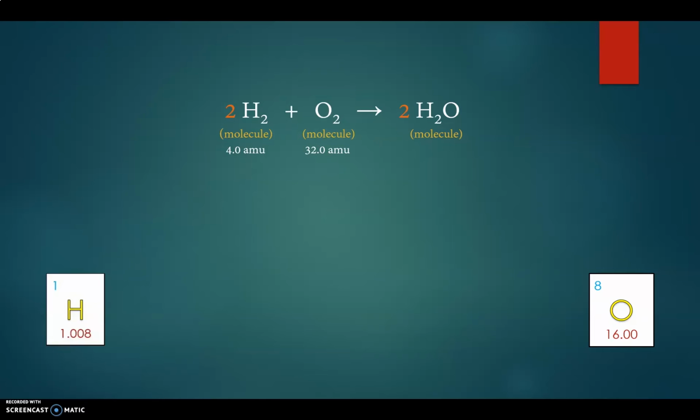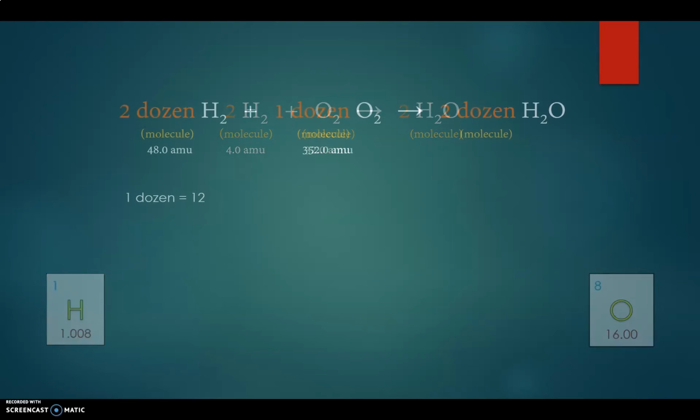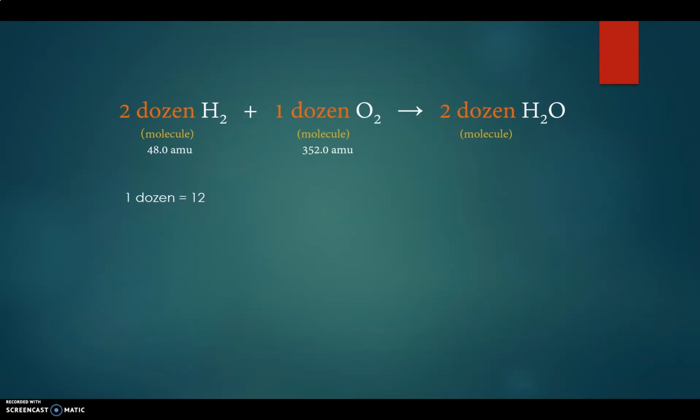And we can do the same thing with chemical reactions. We can increase the scale as long as everything gets increased by the same amount. For example, instead of using 2 molecules of hydrogen, we could use 24 molecules of hydrogen. We could scale everything up by a factor of 12. So now we would have 48 AMUs of hydrogen, and that's incredibly tiny.